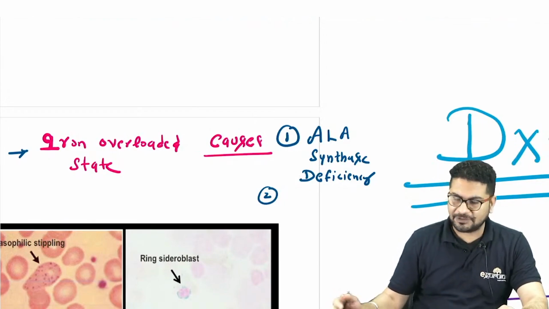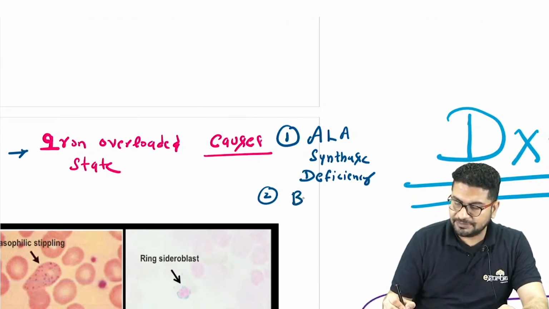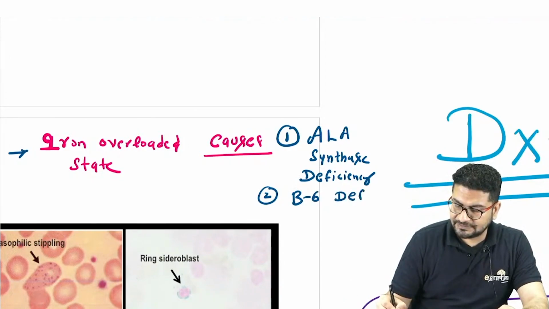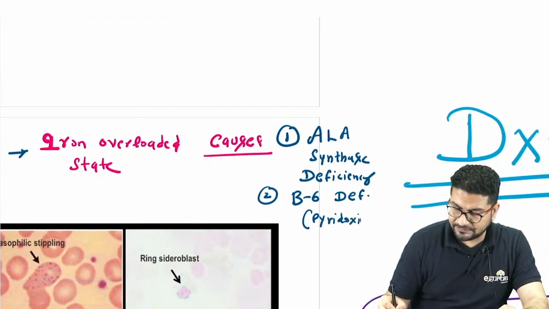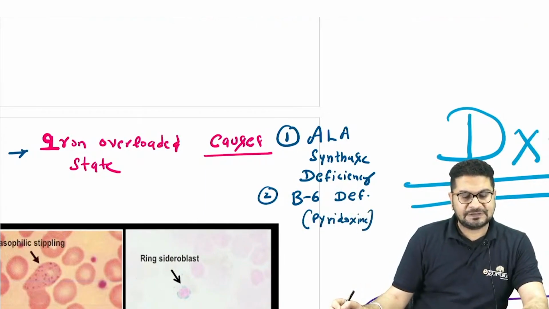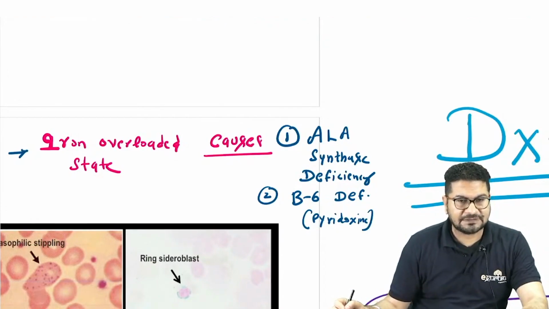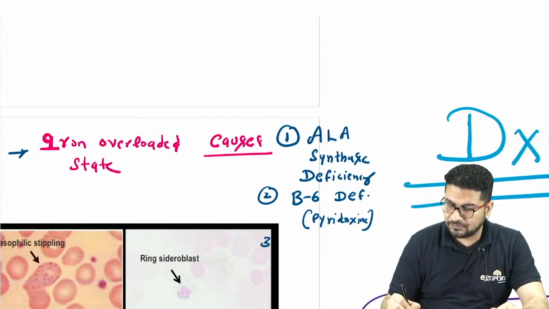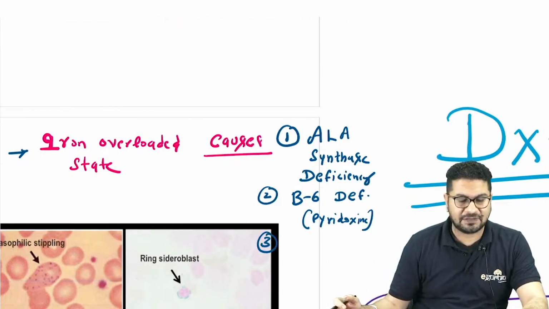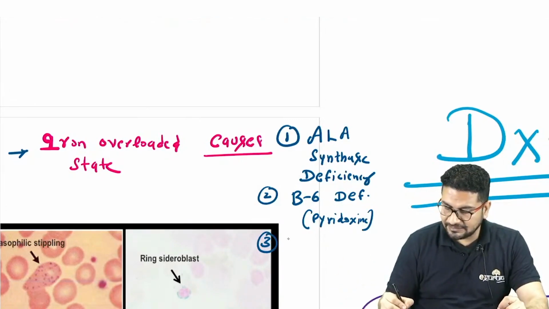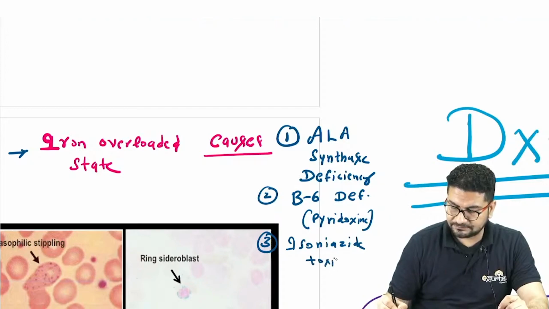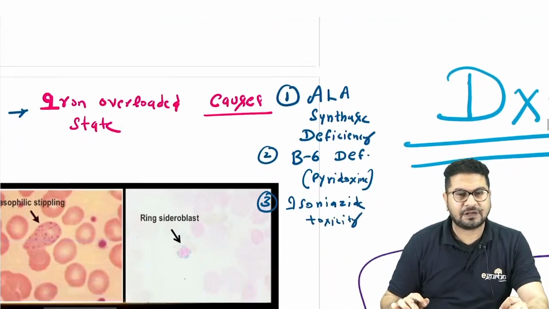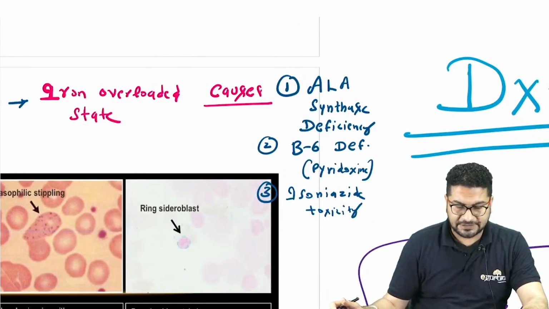Or it can occur because of some acquired cause, like B6 deficiency. B6 is pyridoxine. B6 deficiency is not that common. But those patients who develop TB take a drug called isoniazid, so remember, it can occur because of isoniazid toxicity.